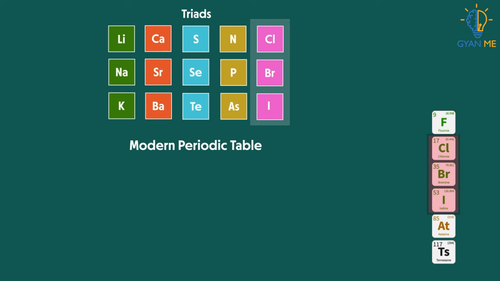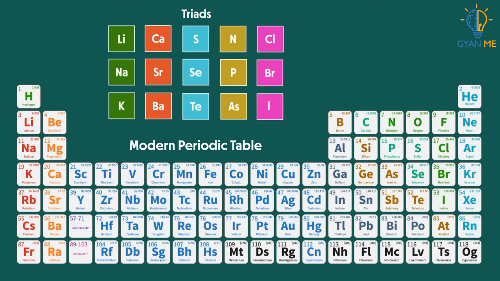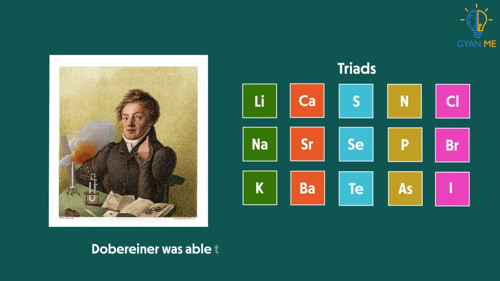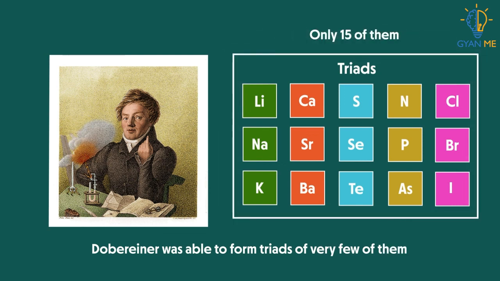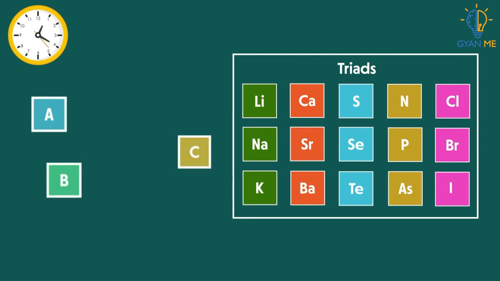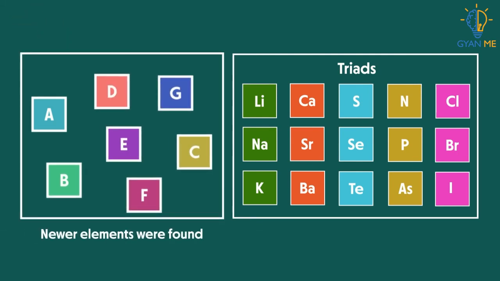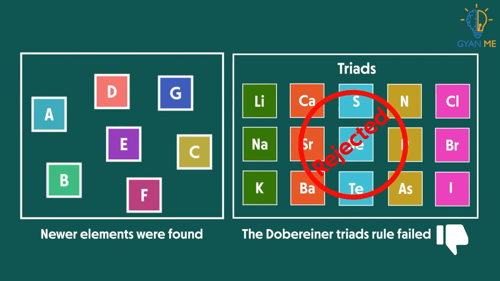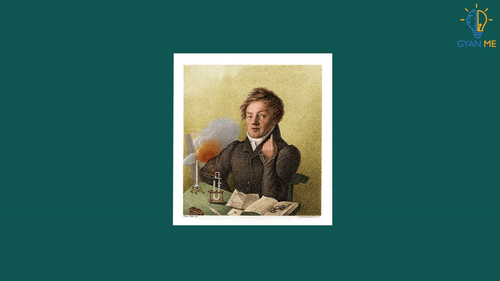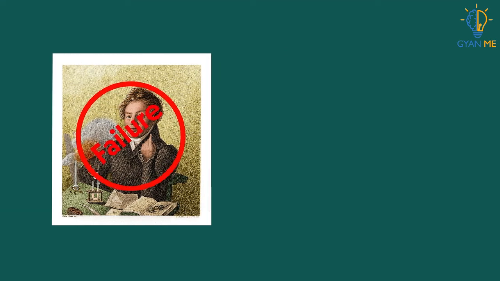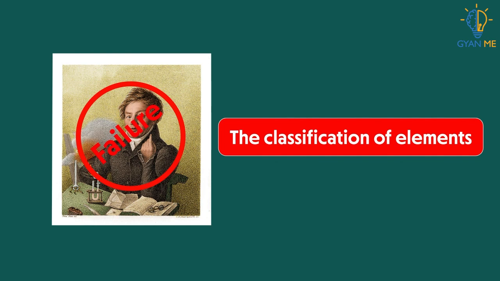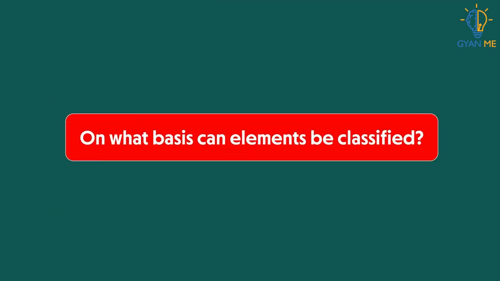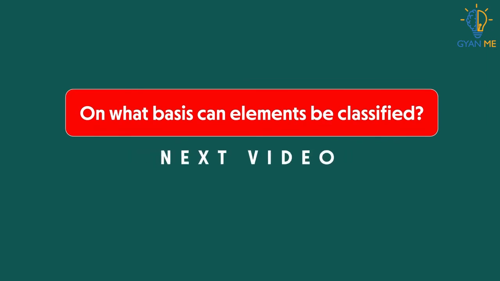Now, since arranging all of the 53 elements in triads was not possible, Dobereiner was able to form triads of very few, specifically only 15 of them. With time, as newer and newer elements were found, the Dobereiner triad rule failed, and thus this classification was rejected. After Dobereiner's failure, the question of classification of elements popped up again. Now, on what basis can elements be classified? We will see this in our next video.